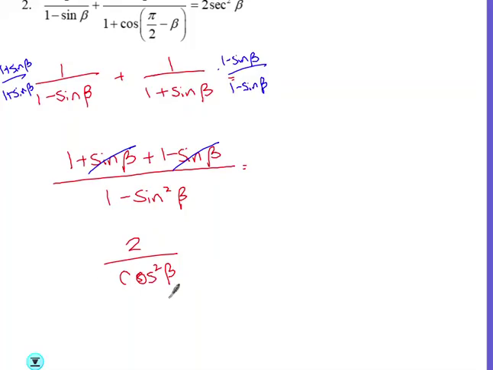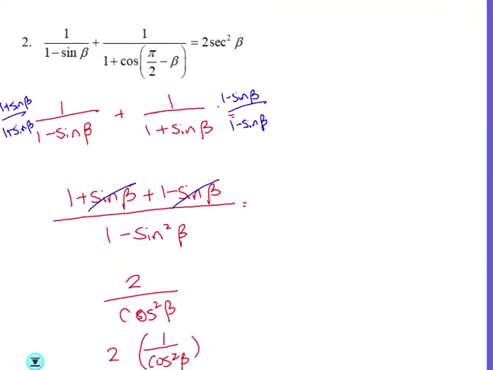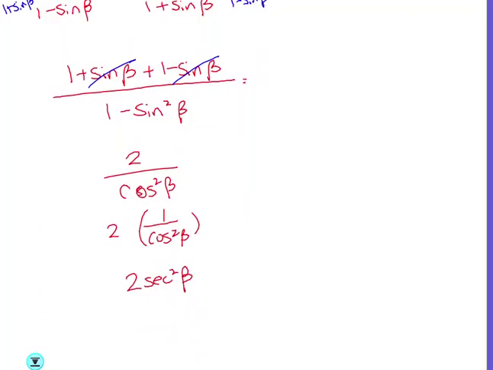Well, I know that this is the same as 2 times 1 over cosine squared beta. 1 over cosine squared beta is just secant squared beta. And then I have times 2. And that is what I wanted it to be equal to. So we're good.